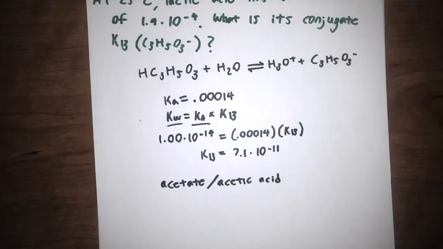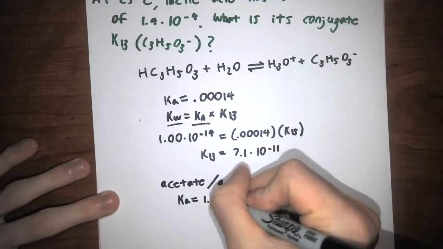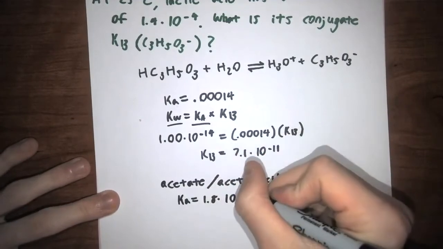So in this case, again, we would give you this on the test, but the Ka for acetic acid is 1.8 times 10 raised to the negative fifth.